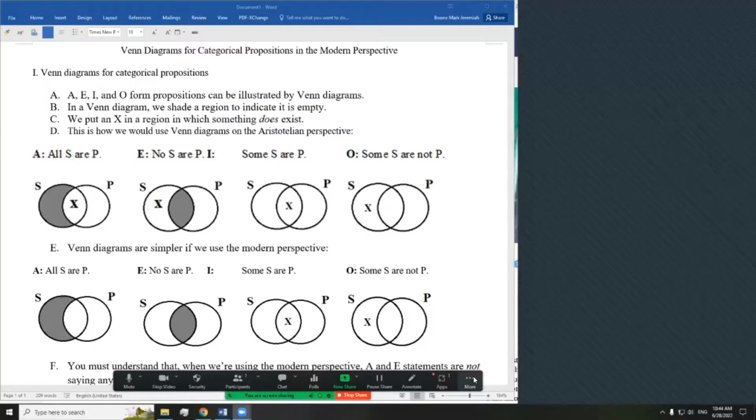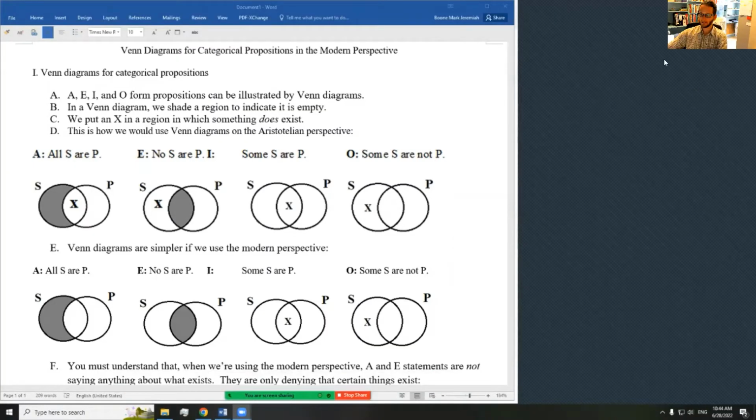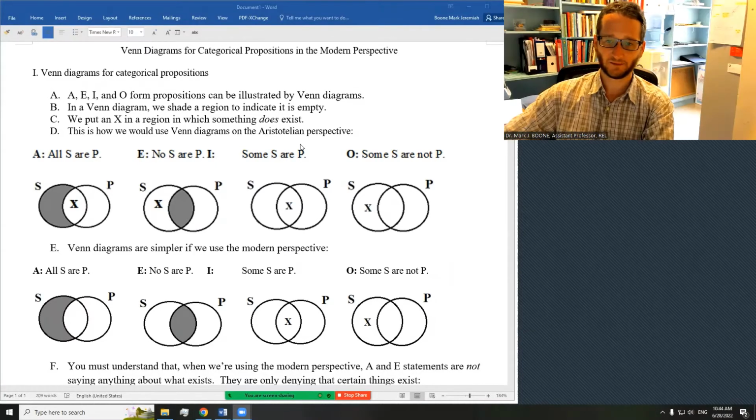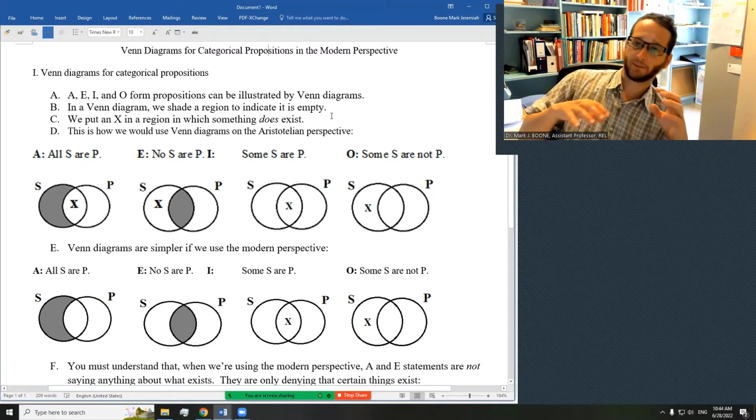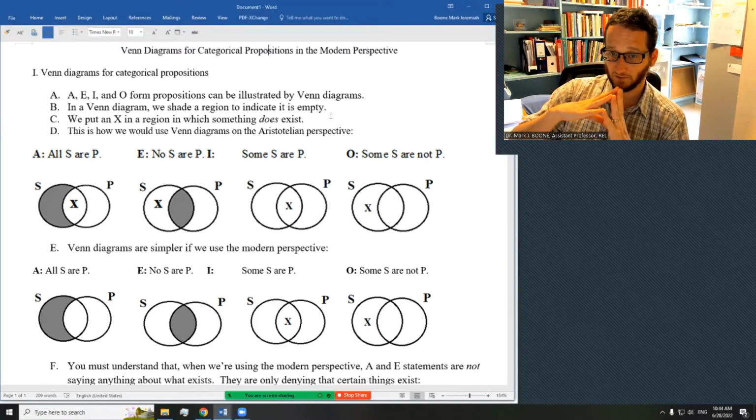Lessons in Logic video 20, if I'm not mistaken. And in this video, we're going to learn some of the basics of Venn diagrams. Now, we want to eventually work up to Venn diagrams with 3 circles, but we have to start with the basics. That means Venn diagrams with 2 circles.